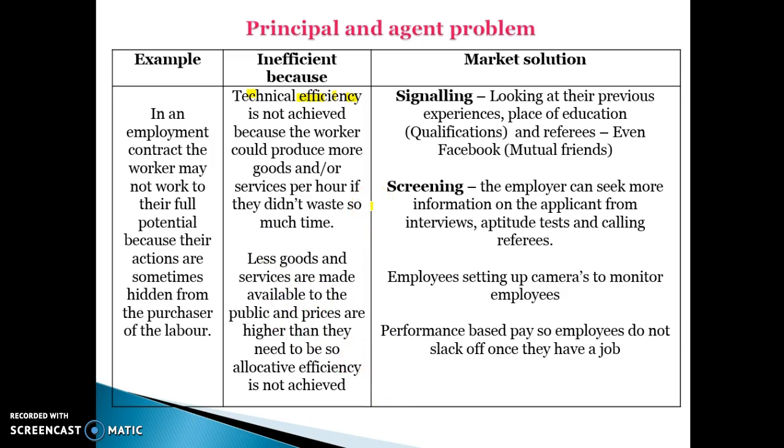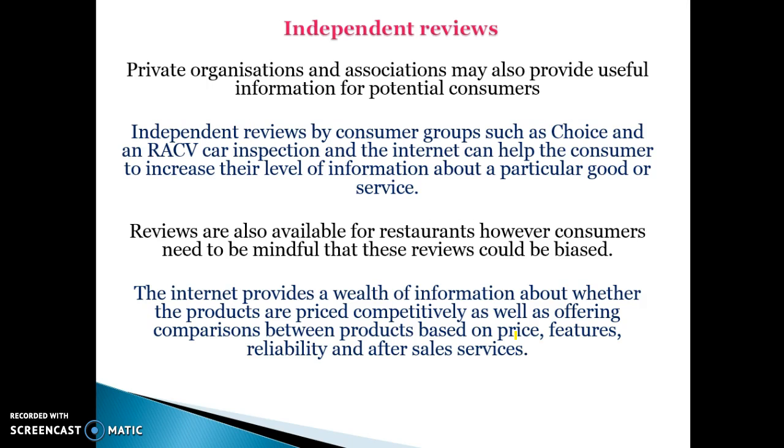To solve this without government intervention, we could use signalling and look at the person's past experience, referees, or Facebook mutual friends. Or we could use screening, where the employer finds out more information about the employee by monitoring them through tests, cameras, and so on. You could also use performance-based pay to stop them from slacking off on the job. Another thing we can use is independent reviews, which I talked about before.